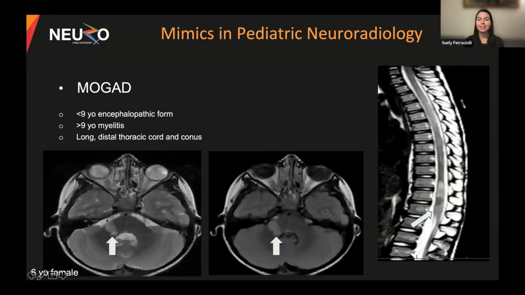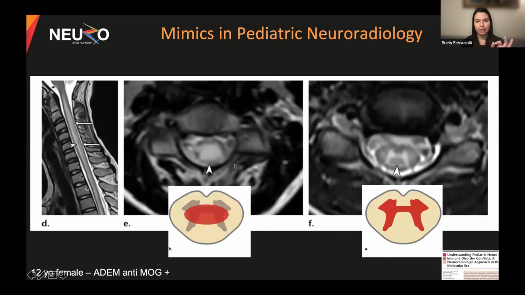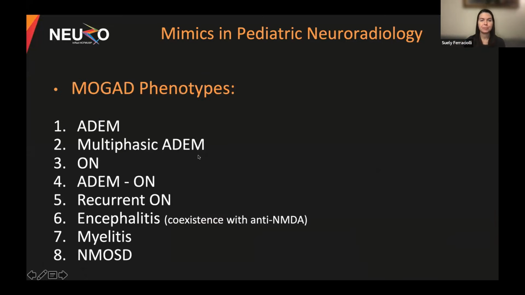And for MOGAD, I have told you that it likes the conus medullaris, it likes the unilateral or bilateral involvement of the middle cerebellar peduncles. And if you have the myelitis, it's usually central. But we have all of these appearances for this disease that we should look for. So you have the optic neuritis, the ADEM, the myelitis, but also the encephalitis.